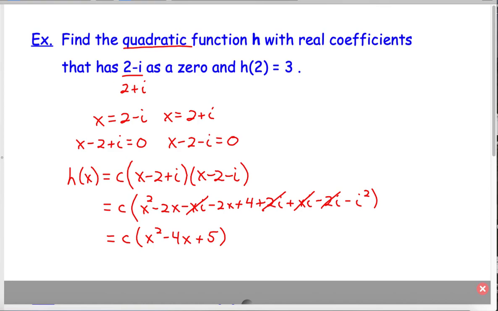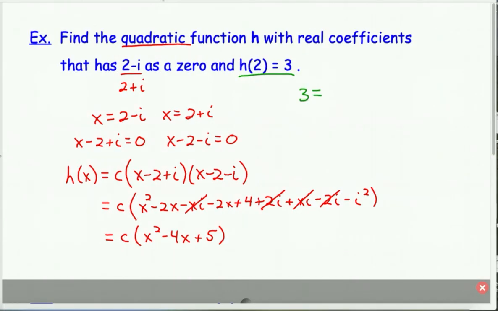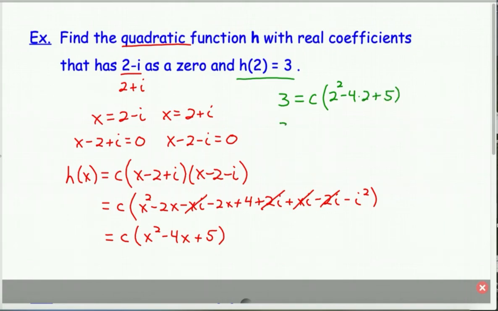Now let's go to the other information. h of 2 should equal 3. All right, so to continue on the problem I was working on, we also have to address the condition h of 2 is equal to 3. So that means that 3 is going to equal, if I plug in 2 for all the x's, c times 2 squared minus 4 times 2 plus 5. So 3 is equal to c times 4 minus 8 is negative 4, plus 5 is 1. So c is equal to 3.